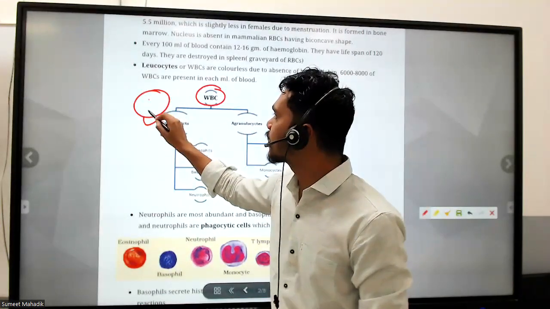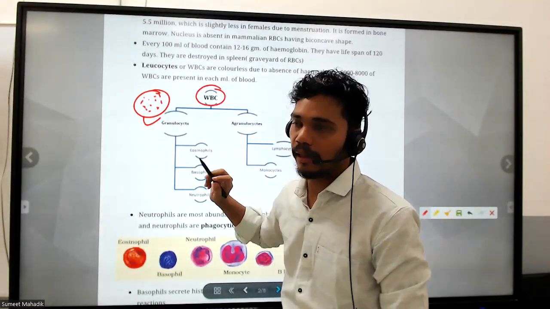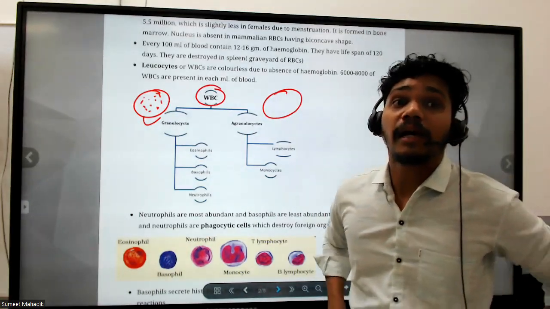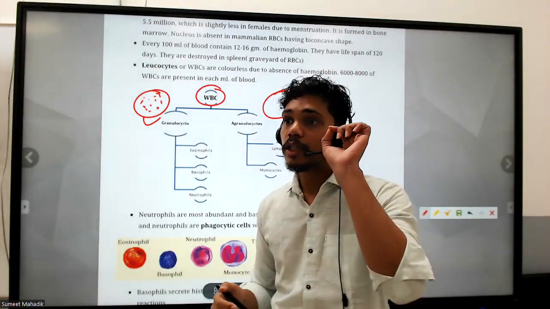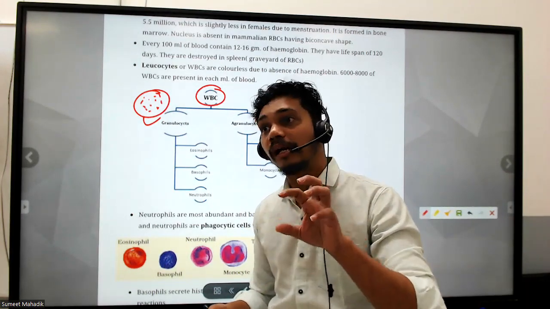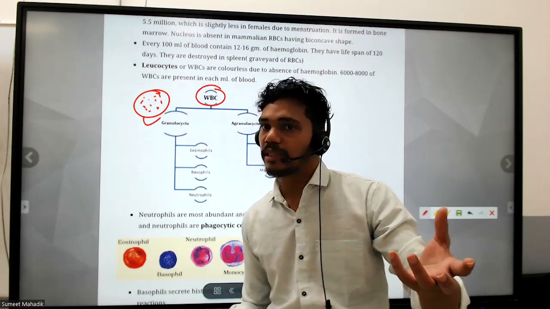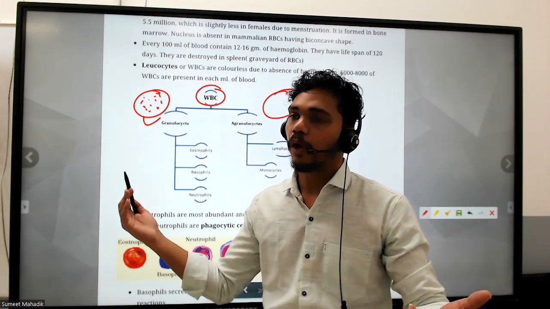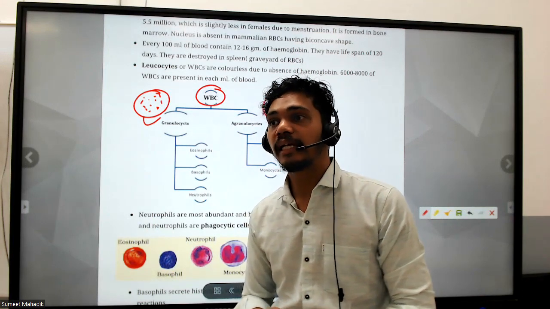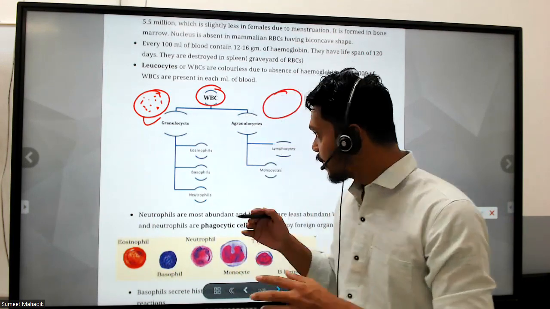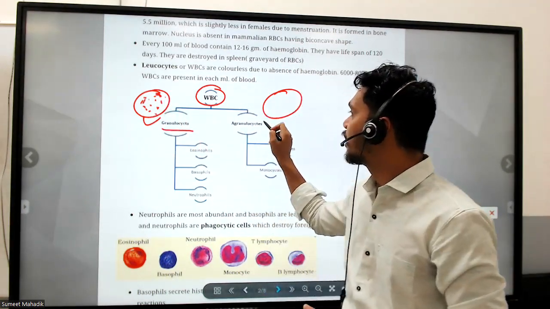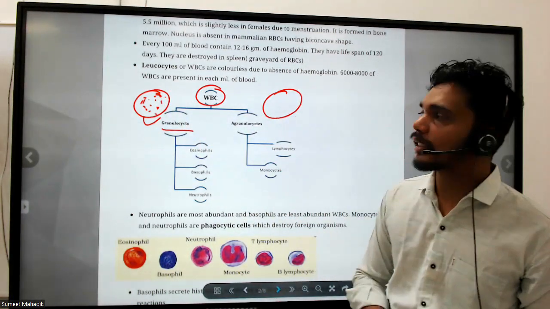Granulocyte, that means on the surface, the granules are there. And agranulocyte, that means the granules are not there. Like reticular smooth ER or rough ER. Where ribosomes are present, that is called rough ER. That undergoes more protein synthesis. And when you talk about smooth ER, that means what? They do not contain ribosomes. Similarly, granulocytes are the ones which contain granules, and agranulocytes do not contain any granules.